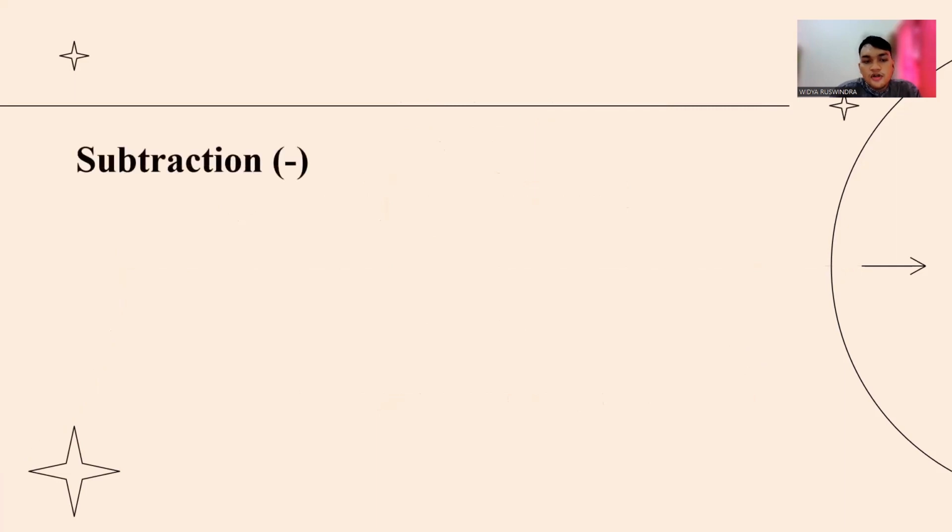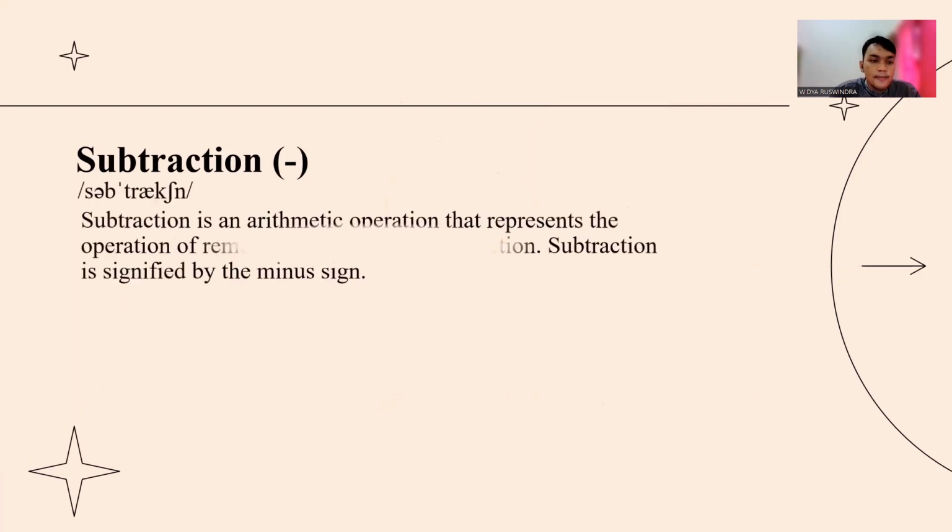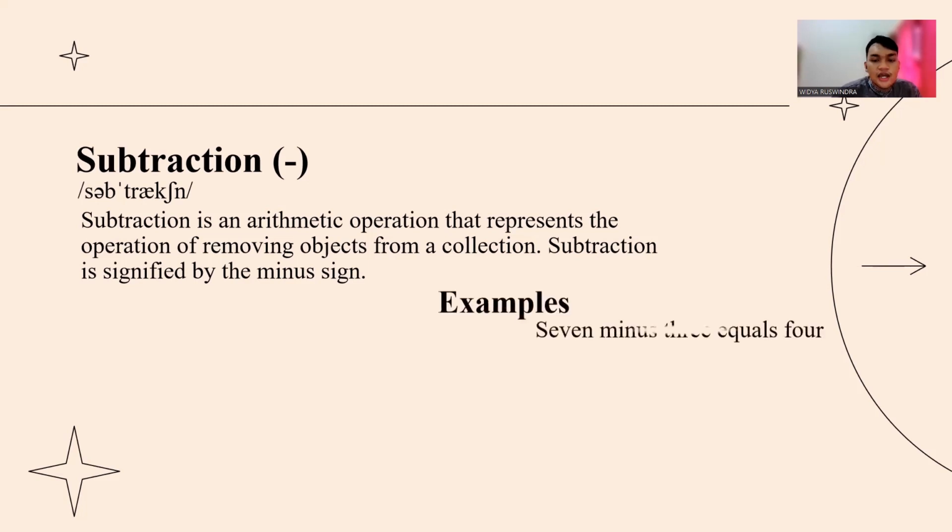Okay, our next vocabulary is subtraction. This is the symbol of subtraction. Pronunciation is subtraction. Subtraction is an arithmetic operation that represents the operation of removing objects from a collection. Subtraction is signified by the minus sign. For example, 7 minus 3 equals 4. This is 7 minus 3 equals 4.